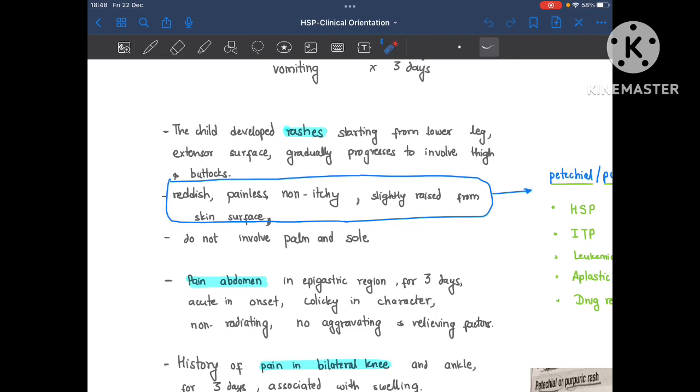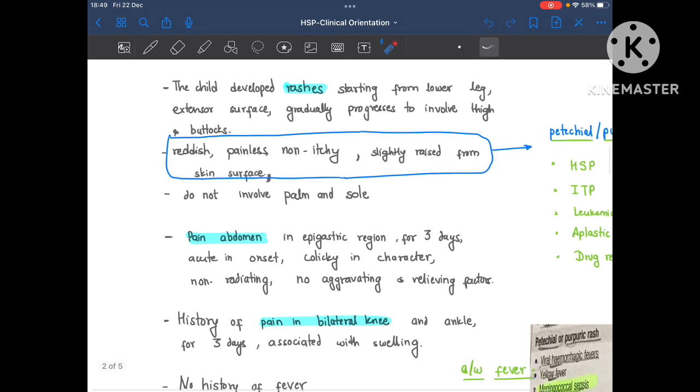After asking all this, we ask if it involves the palm and sole. In some diseases it involves the palm and sole, and in most diseases it spares the palm and sole. Rashes spare the palm and sole. The disease that involves the palm and sole is typhus fever. So in the tropics, if anyone presents with rashes also involving the palm and sole, we could suspect it is a case of typhus fever.